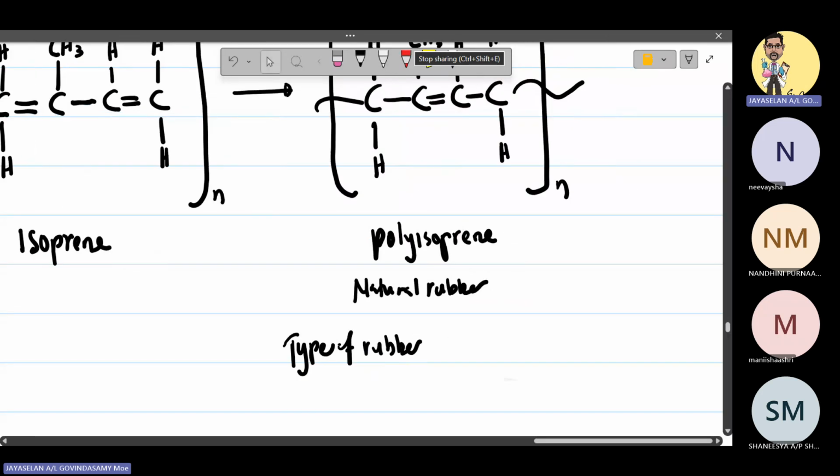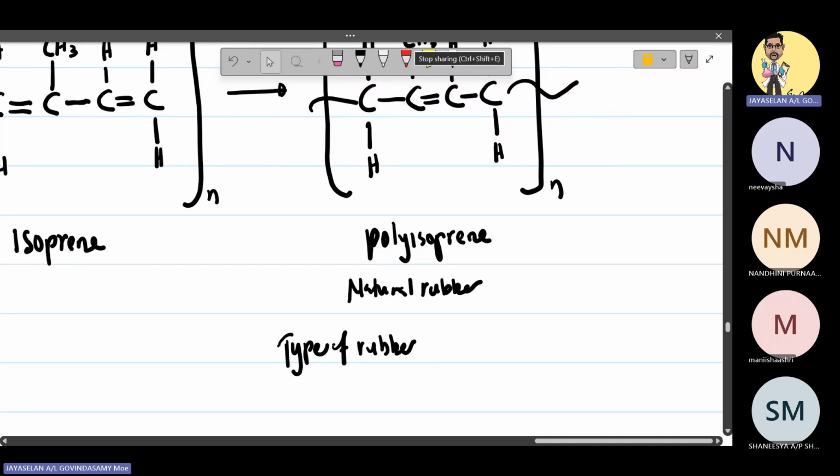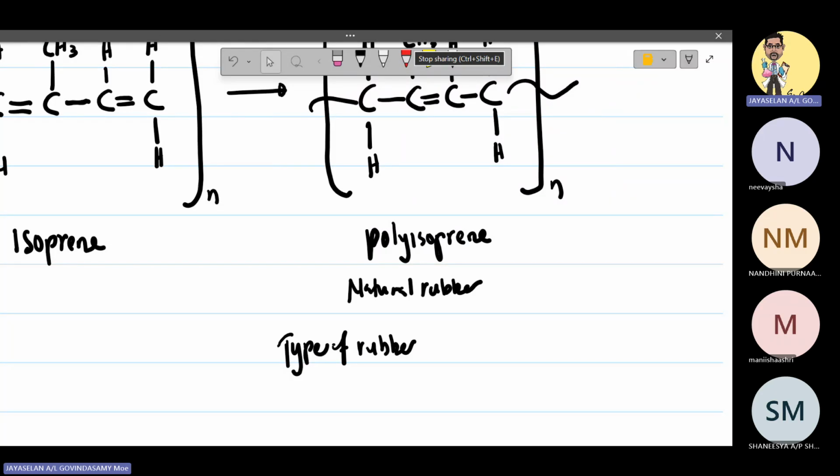Type of rubber. Synthetic or normal rubber, we have three types: thermoplastic, thermosetting, and this will be under elastomer. That's all. What is the property of elastomer? It can be stretched and can return to its original length when we release it. So natural rubber possesses high elasticity properties. That's all. Any question?